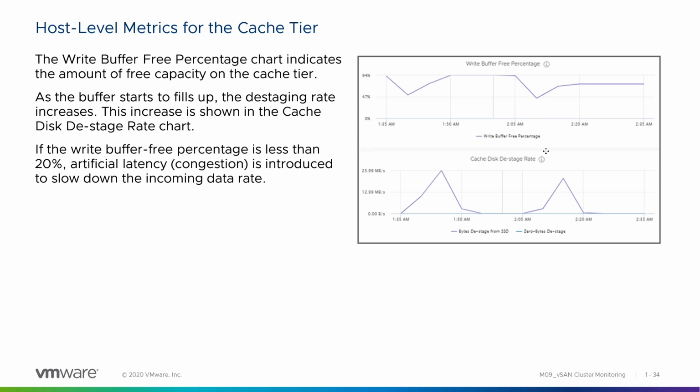So in this case, we're talking about the cache tier. Remember, every disk group has one and only one cache device. And once again, you can see all sorts of information. One of the things you want to make sure you don't have is congestion. So if you take a look, here we're talking about the write buffer. Now, I would suggest that you spend a few minutes and definitely take a look at what is available to you.